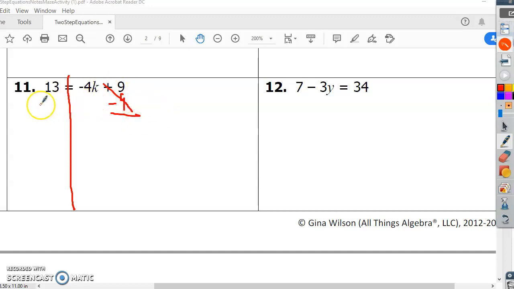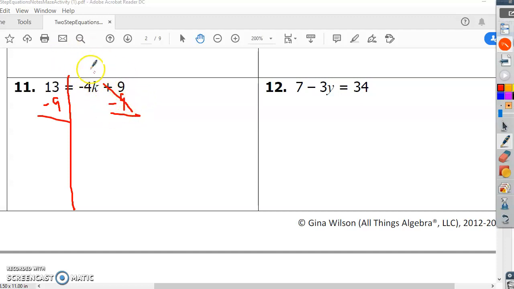Whatever I do to the one side, I do to the other side. Minus 9. Remember, just to pause a bit and recap, 13. Some of you might be like, okay, but why didn't she get rid of 13 by doing minus 13? Well, I didn't do that because I'm trying to solve for this variable, k. I want to isolate k. I don't want to get rid of 13. I'm trying to isolate k, so I want to get rid of whatever's around k.